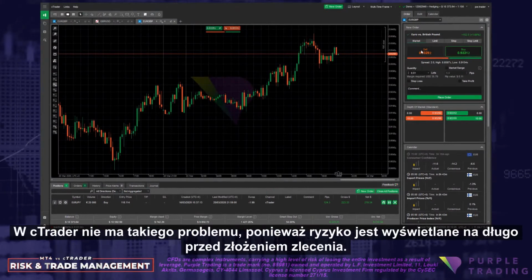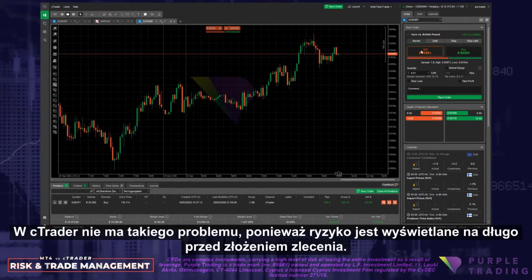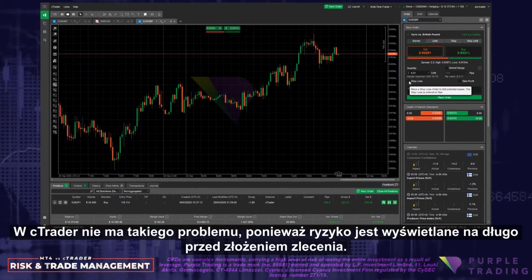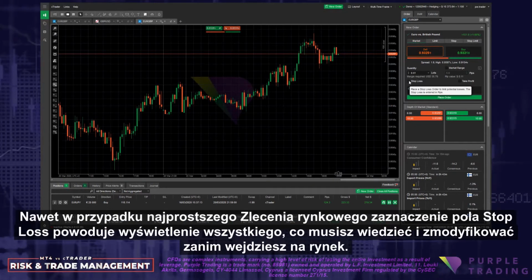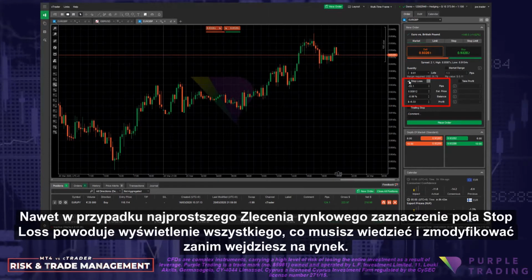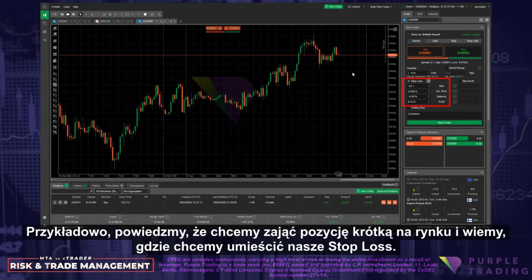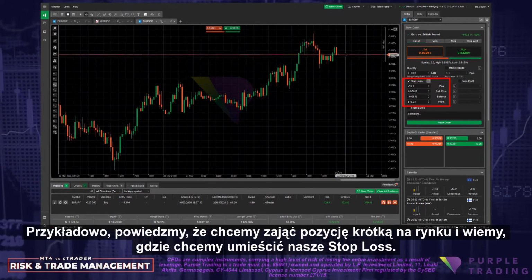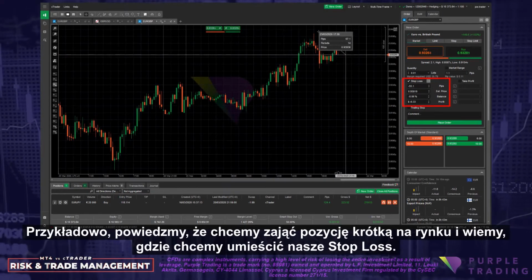This is not an issue with cTrader as your risk is displayed for you well before you place an order. Even with the simplest market order, ticking the stop-loss box displays everything you need to know and to modify before entering the market. For example, let's say that we want to short the market here and we know where we want to place our stop-loss.